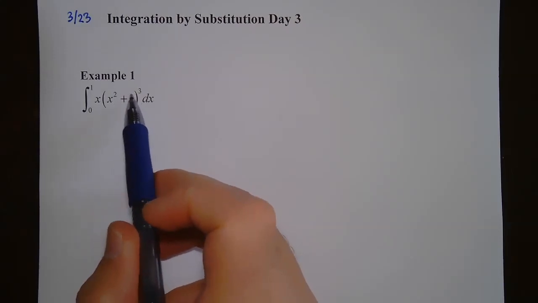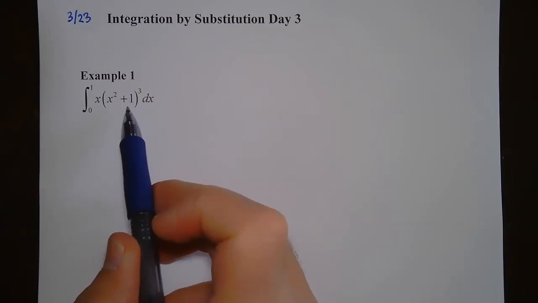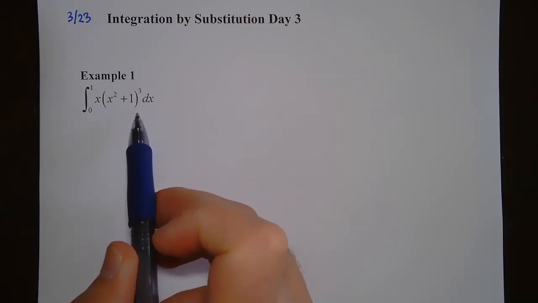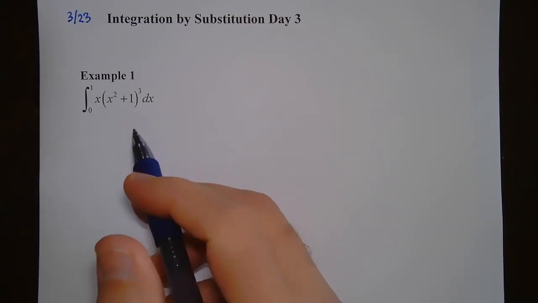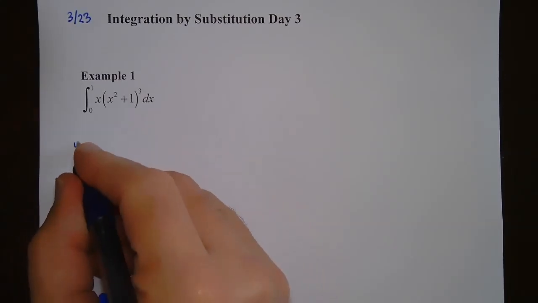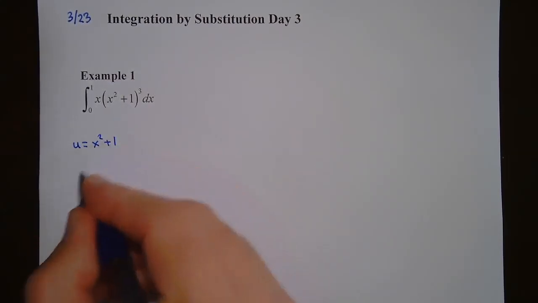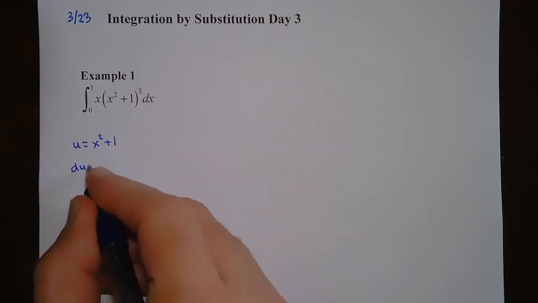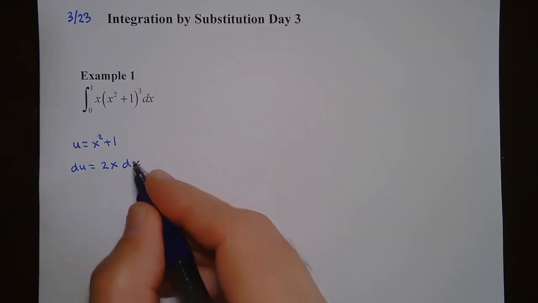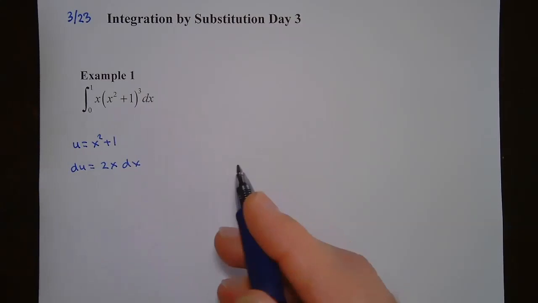And if we take the derivative of the inside, the derivative of x squared plus 1, that would become 2x dx. And we have the x and we have the dx, but we don't have the 2. Well, we can fix that, right? Because it's just a constant, okay? So we're going to let u equal x squared plus 1, and then du becomes 2x dx. And so with this du, we pick up the x and the dx, okay?